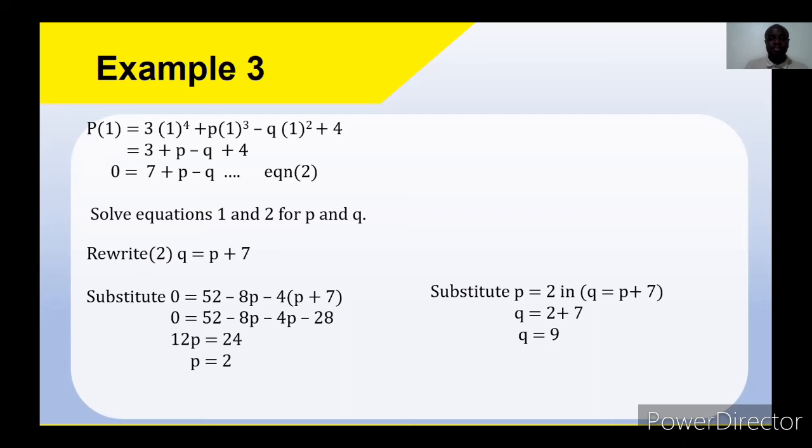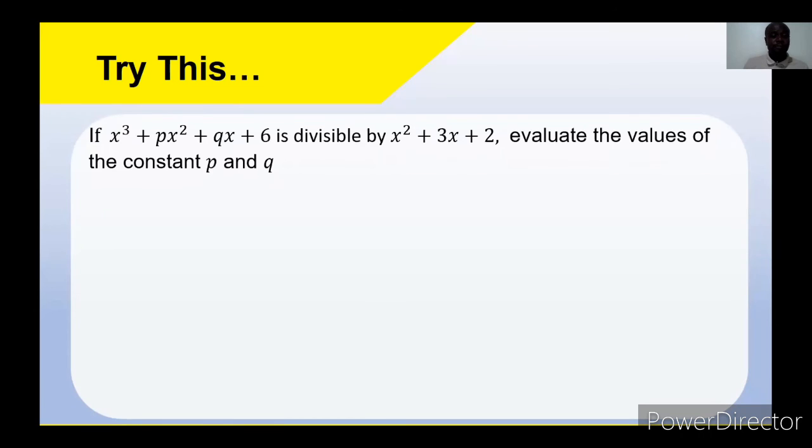Now, since you have seen how we navigated this problem, I have one for you to try. If x cubed plus p of x squared plus q of x plus 6 is divisible by x squared plus 3x plus 2, evaluate the values of the constants p and q.